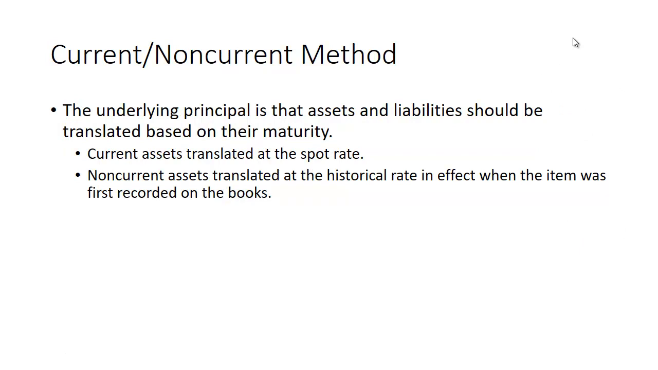And the underlying principle is that assets and liabilities should be translated based on their maturity. So current assets are translated at the spot rate or the current exchange rate. Non-current assets are translated at the historical rate in effect when the item was first recorded on the books.